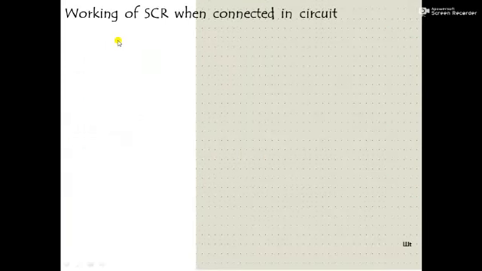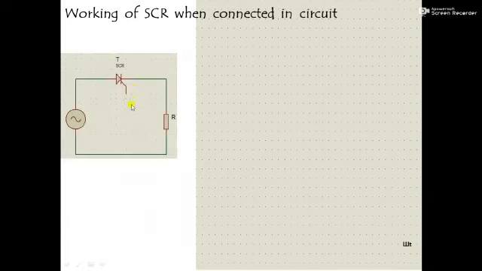So let's study the working of this SCR when it is connected in a circuit. The same circuit we have taken here with the AC voltage source, SCR here and the load here, which is a resistive load. For simplicity, we have considered a resistive load.